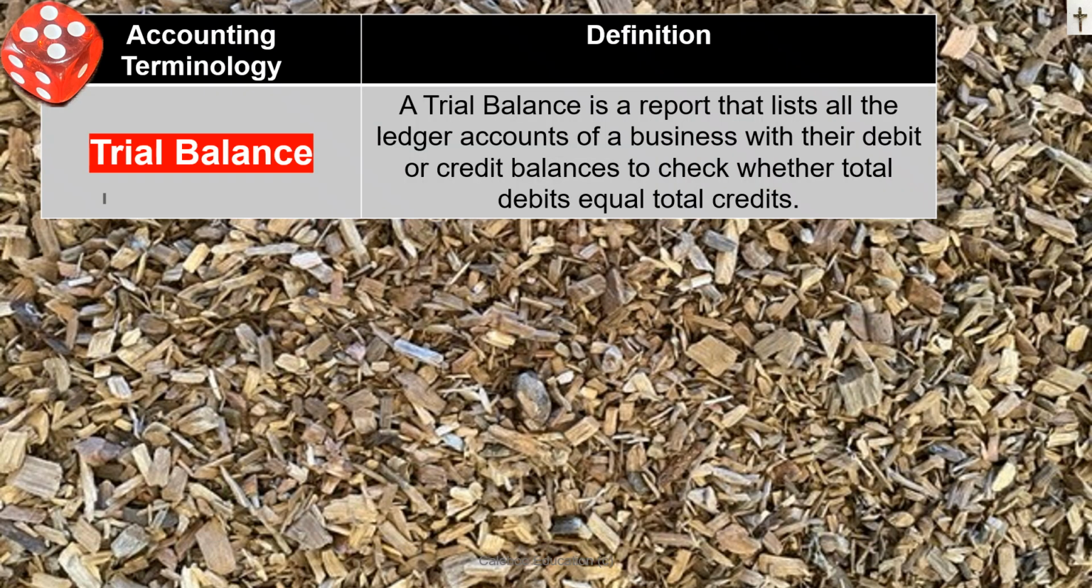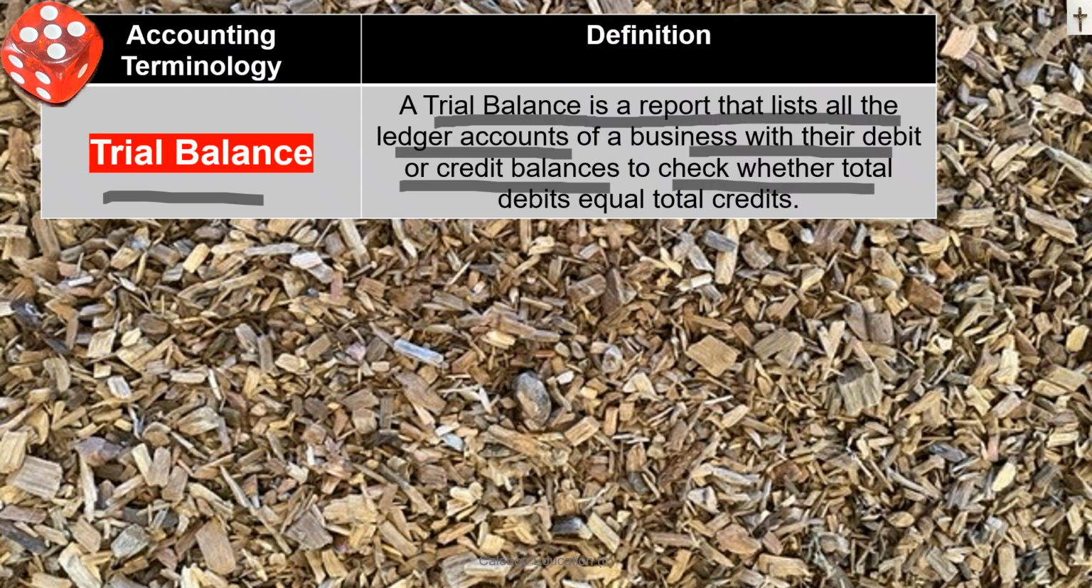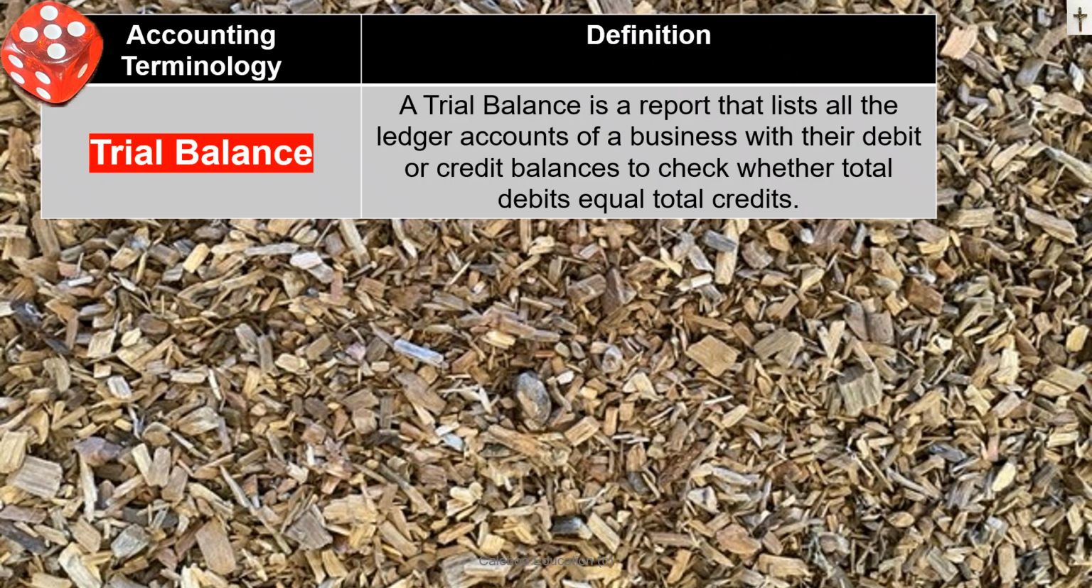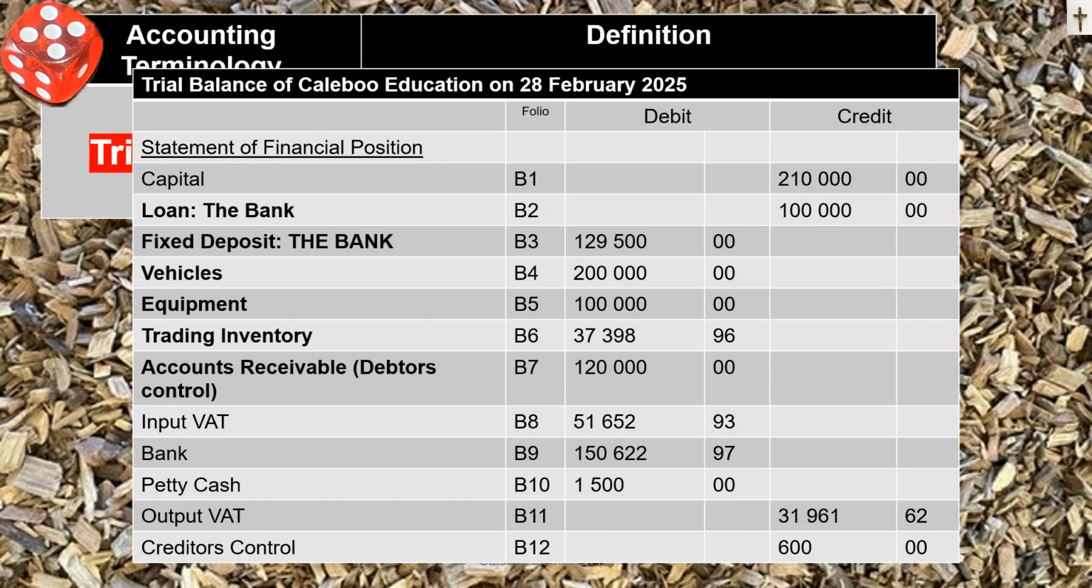So what is the definition of a trial balance? A trial balance is a report that lists all the general ledger accounts of a business with their debit or credit balances to check whether total debits equal total credits. And what that means is the following. I will show you a picture of a trial balance.